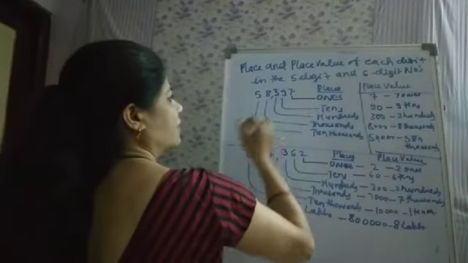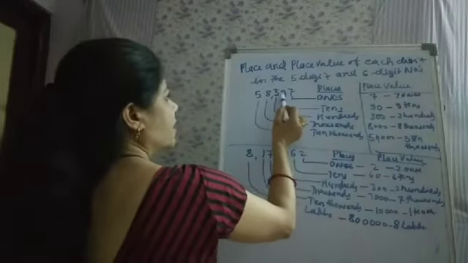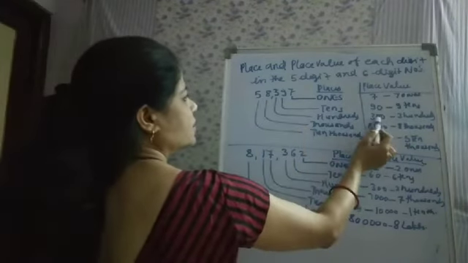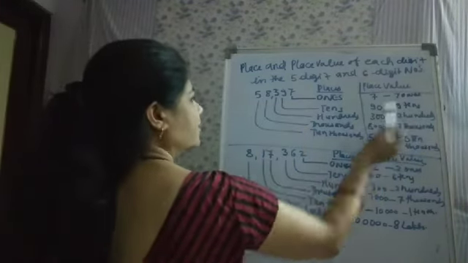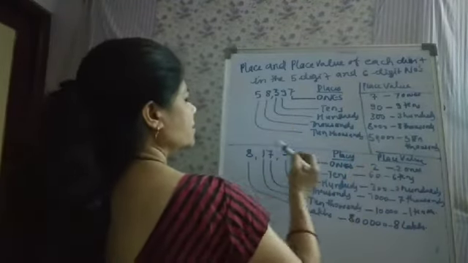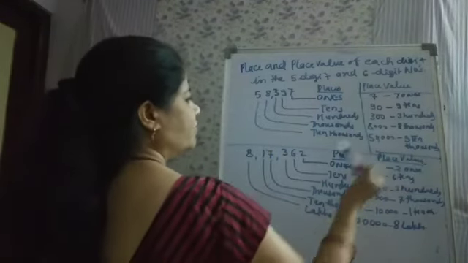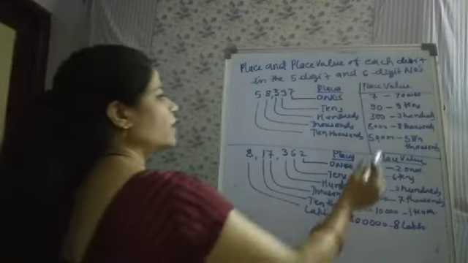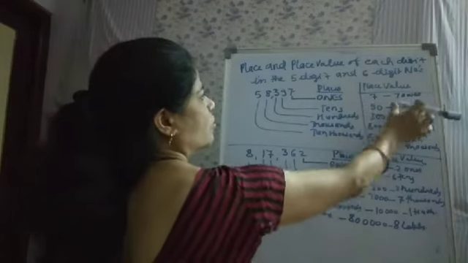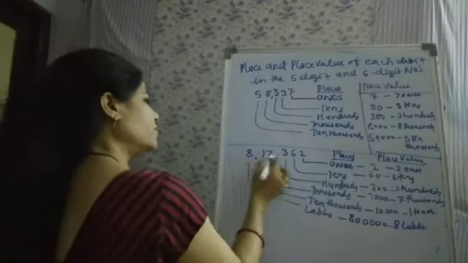Now place value of 7. Place value of 7 is 7, or you may write 7 ones. Place value of 9 is 90 or 9 tens. Place value of 3 is 300, or you may write 3 hundreds. Then place value of 8 is 8,000, or you may write 8 thousands. Then place value of 5 is 50,000 or 5 ten-thousands. So there are two ways. You can write the place value in numbers or you can write it with the place. Okay.